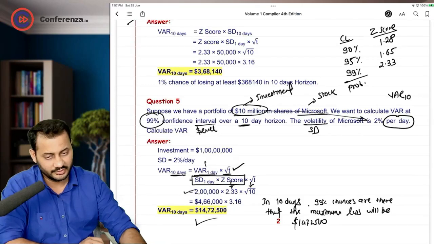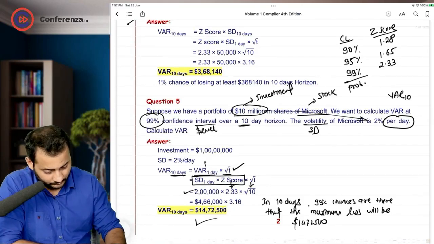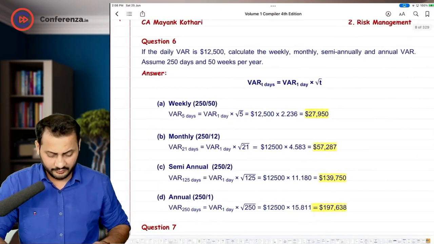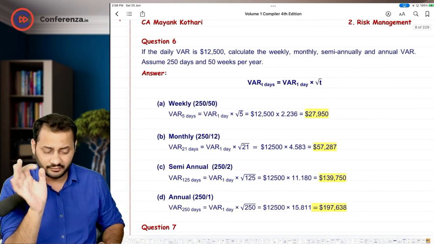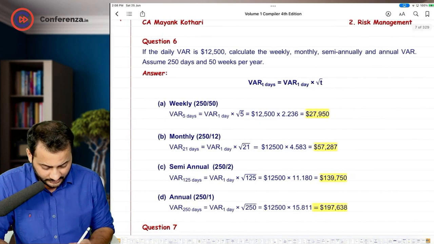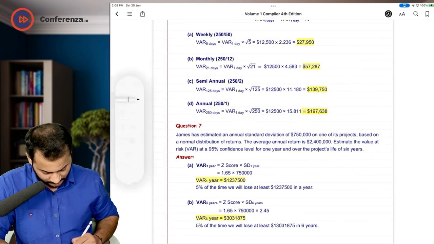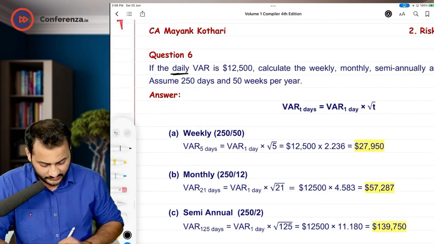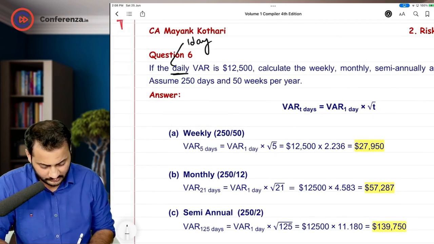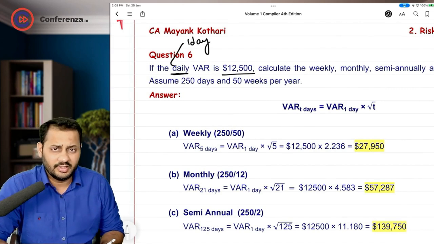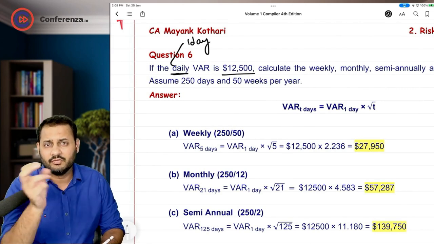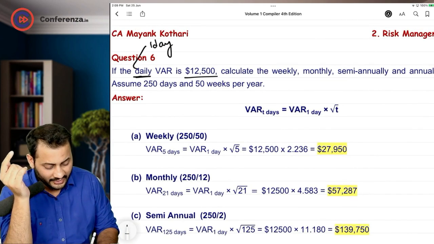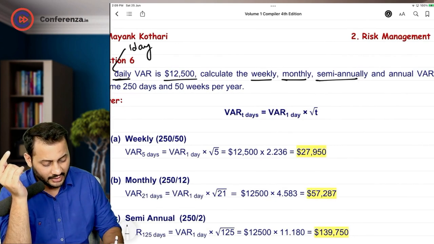Okay, let's move ahead. Question number 5, question number 6, and this is going to be an interesting question. Have a look. If the daily VAR is 12,500, now the question says that, underline the word daily. First of all, it should be daily. Underline this. This is 1 day VAR. It is 12,500. So in a day, maximum loss at a given confidence level will be $12,500. Calculate the weekly, monthly, semi-annually and annual VAR.